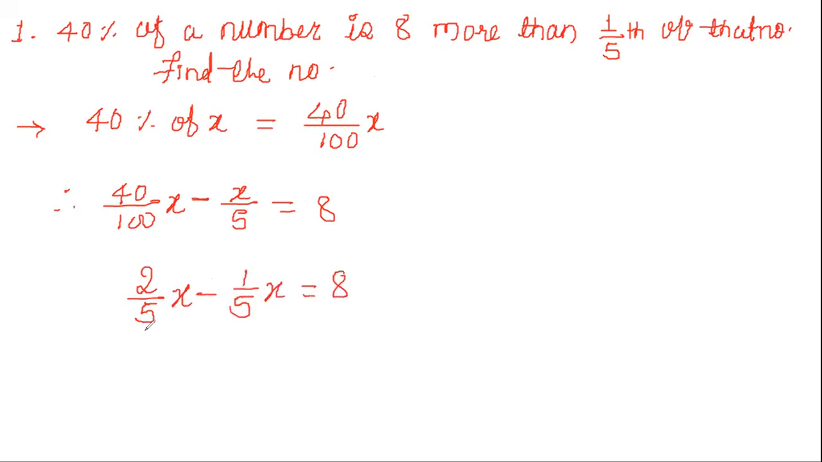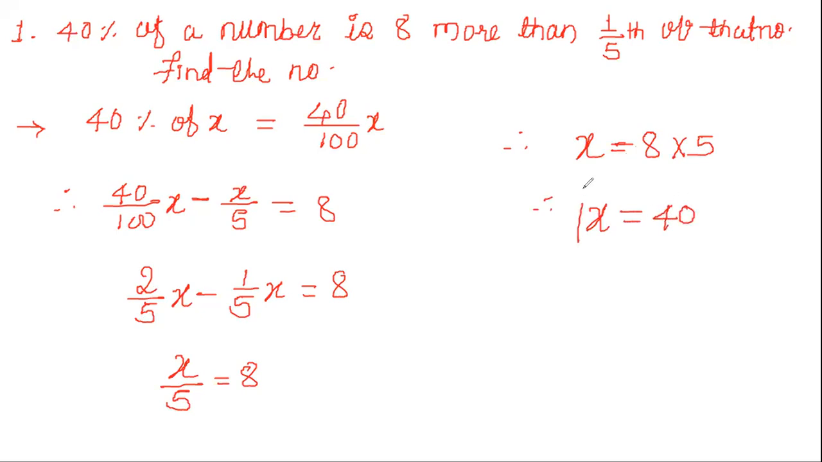So 2 by 5 minus 1 upon 5, how much? It gives 1 upon 5, since 2 minus 1 is 1. So x upon 5 is equal to 8. Therefore, x is equal to 8 into 5. So the number is 40, since 8 fives are 40.